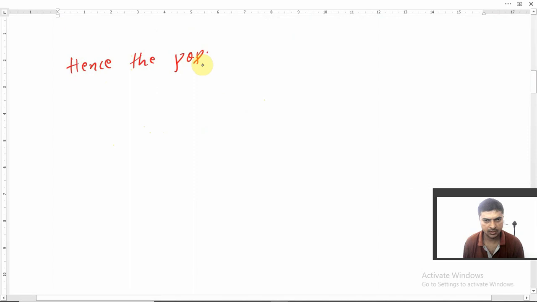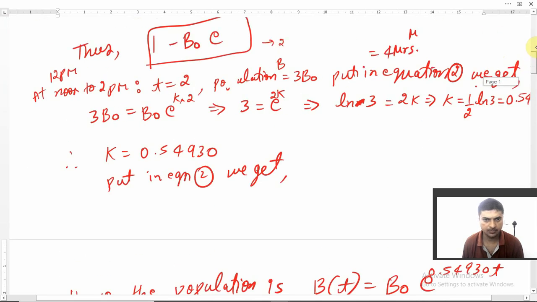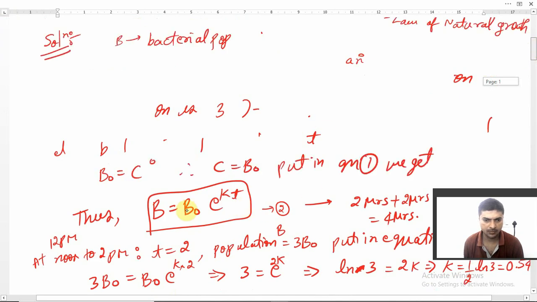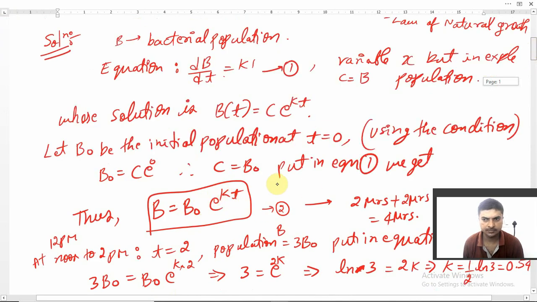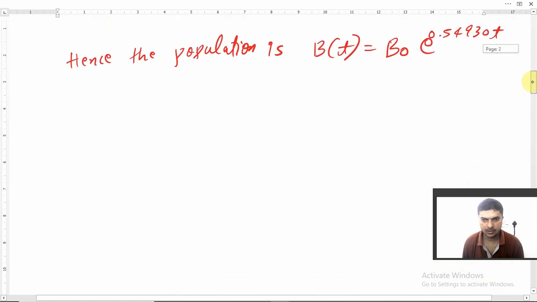So hence, what is the population now? It is B_t is equal to B naught e raised to 0.54930 t. This is what we get from equation 2. In this equation I have just substituted the k value. That's it. In this you will get another 1 mark. So hardly this will be for 7 to 8 marks. So here you will get 1 mark.